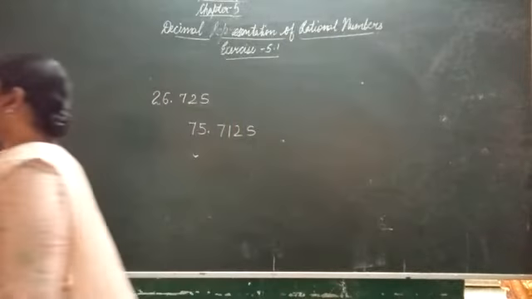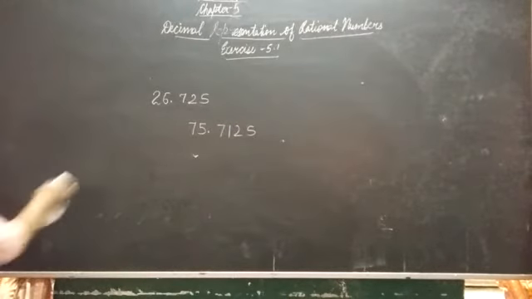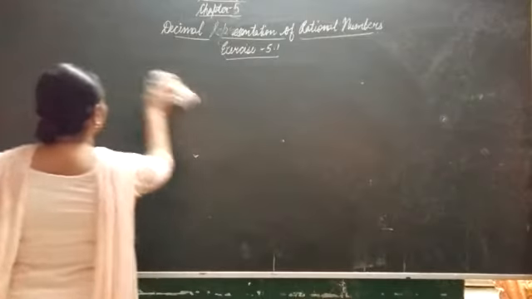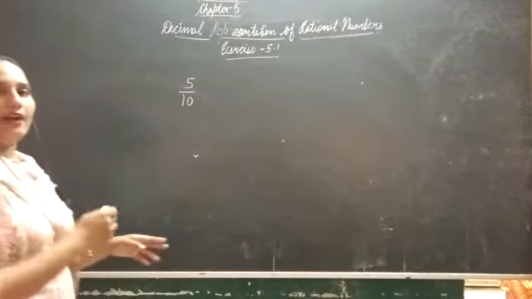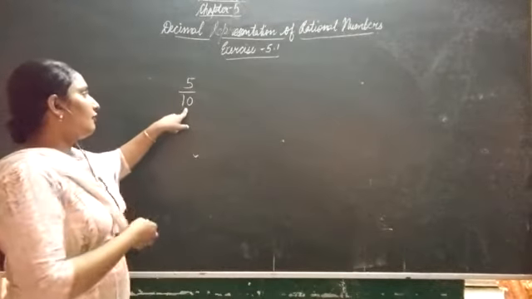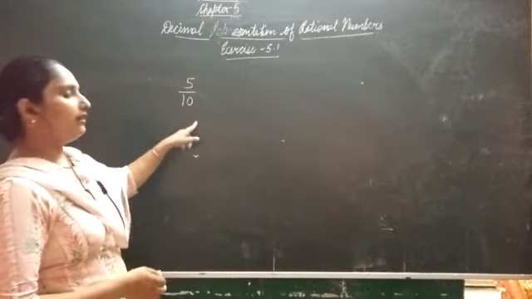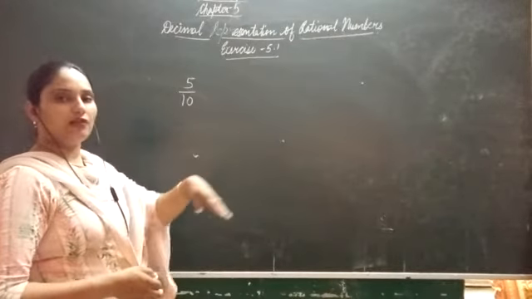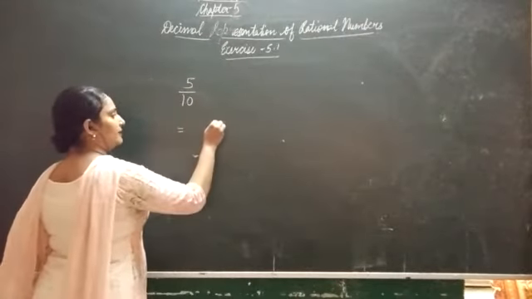Clear? Next we have converting rational numbers to decimals. How can we convert rational numbers to decimals? Suppose I am given 5 upon 10. If we have multiples of 10, means powers of 10, you can say 10, 100, 1000, 10,000, in the denominators, then these can be represented as 0.5.